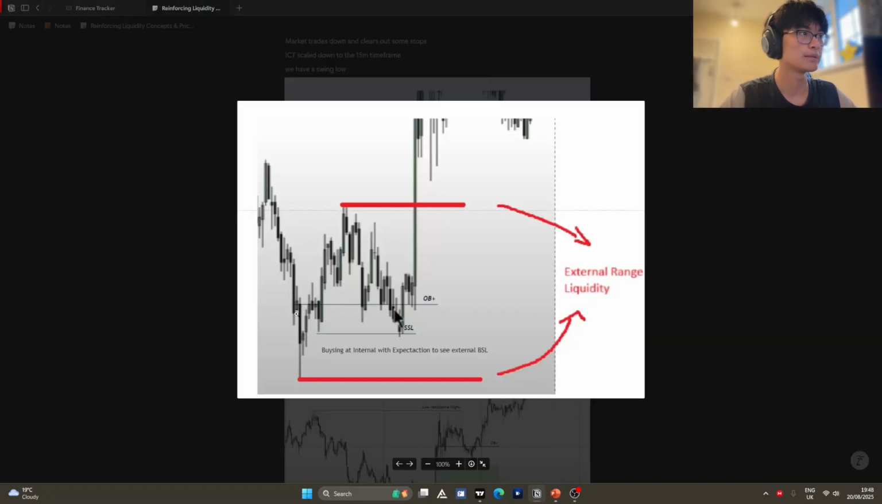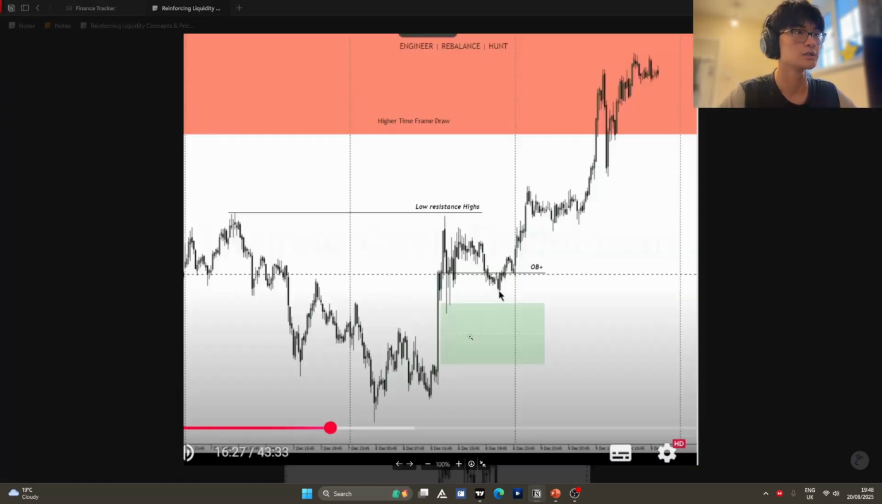And since this is internal range liquidity, the order block is internal range liquidity, we can expect to see external buy side liquidity off of this order block. So if you are buying up here, you can see this buy side up here. So we run through that. So this is the same example, which is down here. So this is your external range low, high, external range low, and we have low resistance highs up here because the higher time frame draw is higher, right?